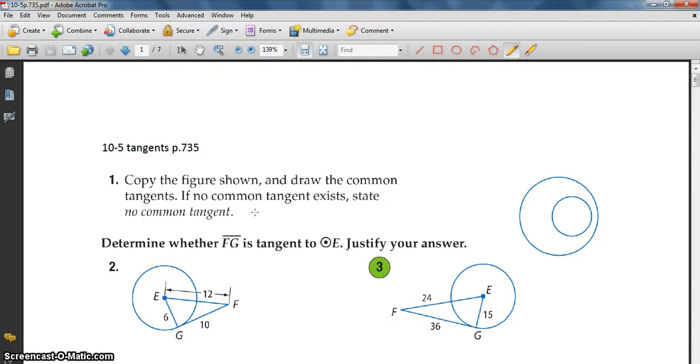So here we go, section 10.5, tangents, starting on page 735. Number 1, copy the figures shown and draw the common tangents. If no common tangent exists, state no common tangent.